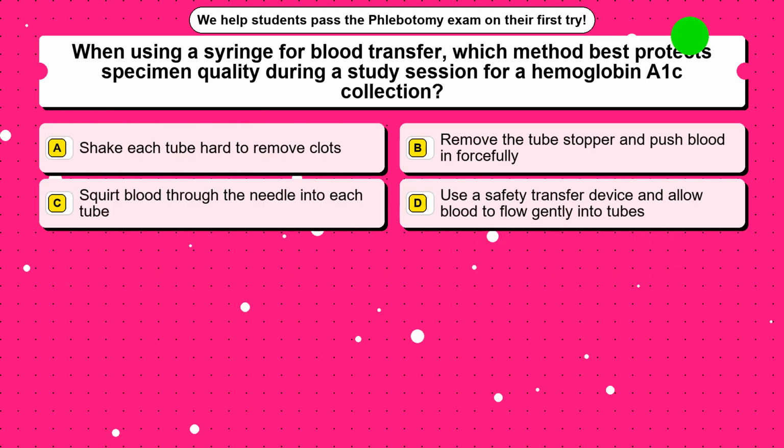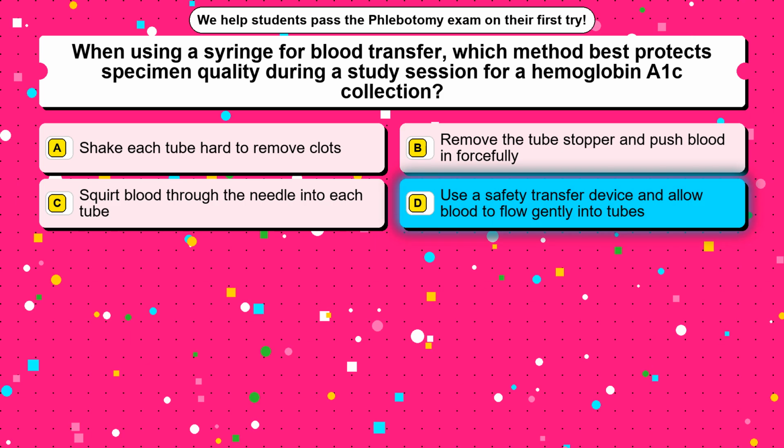Question 30. When using a syringe for blood transfer, which method best protects specimen quality during a study session for a hemoglobin A1C collection? Option A. Shake each tube hard to remove clots. Option B. Remove the tube stopper and push blood in forcefully. Option C. Squirt blood through the needle into each tube. Option D. Use a safety transfer device and allow blood to flow gently into tubes.